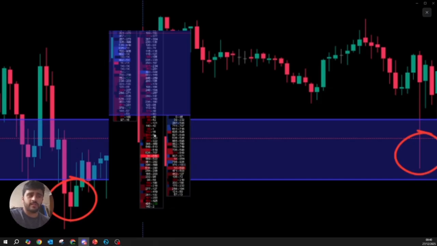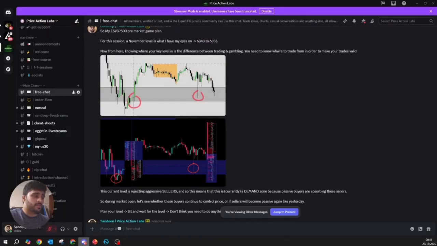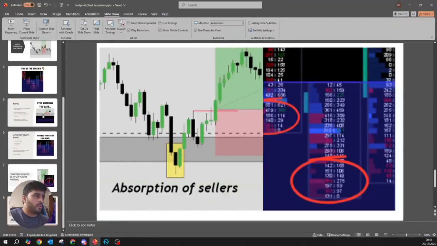We see a ton of aggressive selling, but no reward. So when you see a ton of aggressive selling and no reward, that tells you that this zone is being supported by buyers, right? Passive buyers. So these are what we call limit orders, right? Limit orders coming into your zone. So that's kind of what we went through over here.